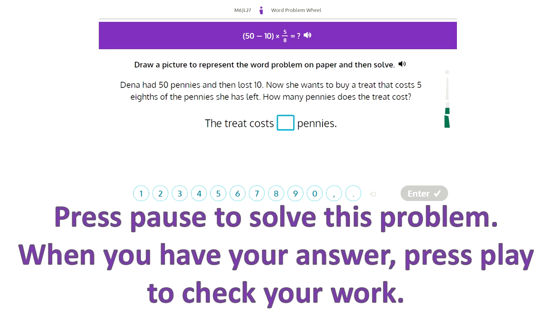Now we'll go a step further with this problem to solve. What is the product for the difference of 50 and 10 times 5/8? Go ahead and press pause, solve this problem on paper, and when you are ready with your answer, press play to check your work.